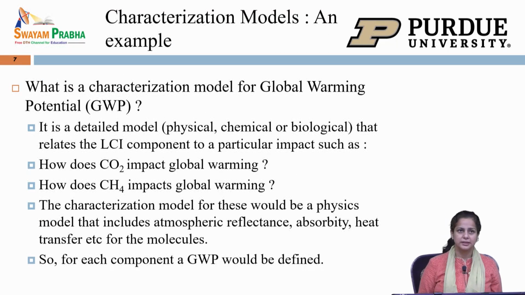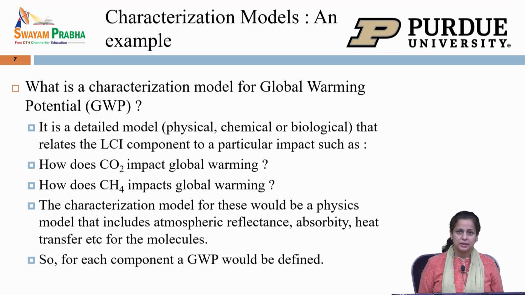So, let us look at an example. We will look at the characterization model for global warming potential. Global warming potential is the impact category that is used mostly for climate change assessment, and the IPCC uses it for understanding the impact of certain emissions on global warming.